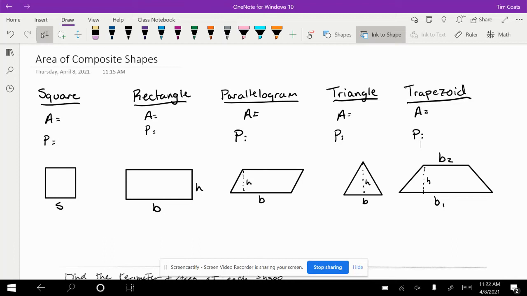Okay, so today we're going to talk about the area of composite shapes. But before we get started, let's talk about the area and perimeter of just our normal shapes that we've talked about so far, our simple shapes. So we've got squares, rectangles, parallelograms, triangles, and trapezoids.